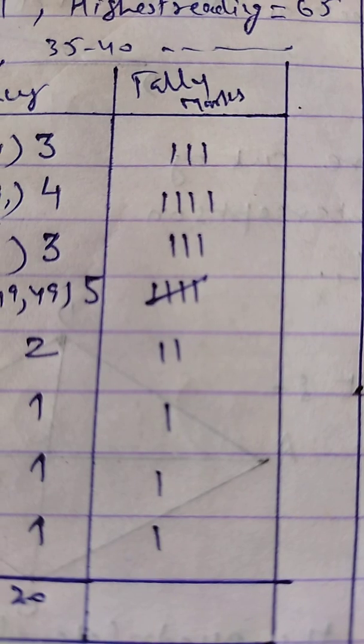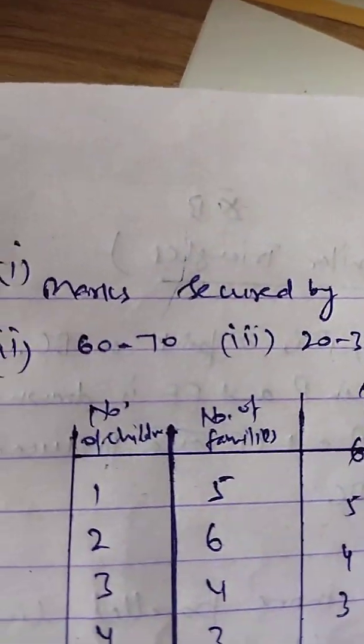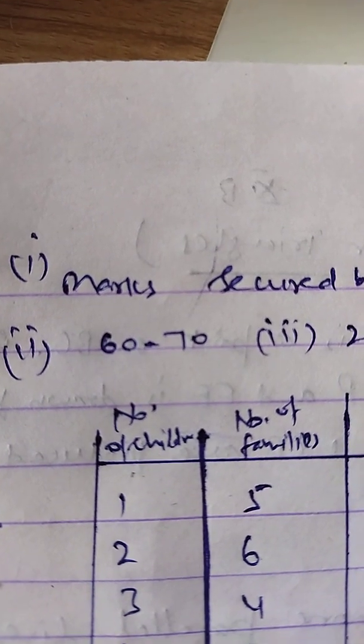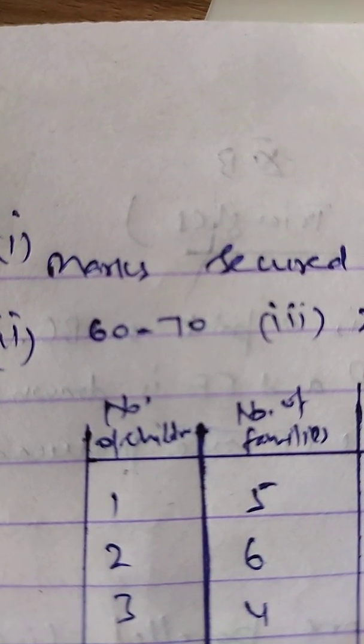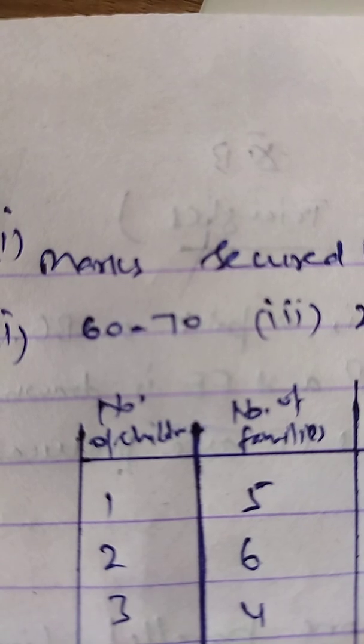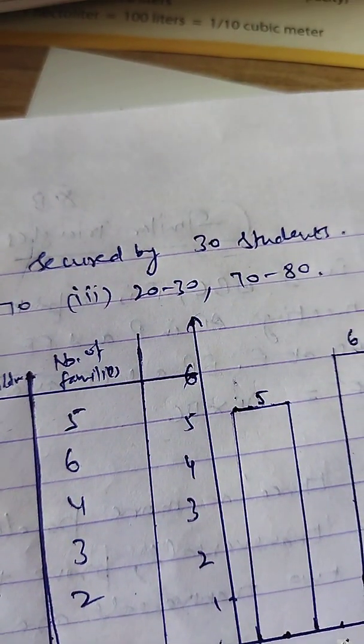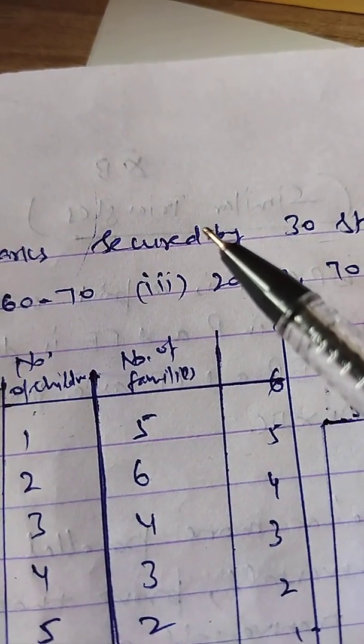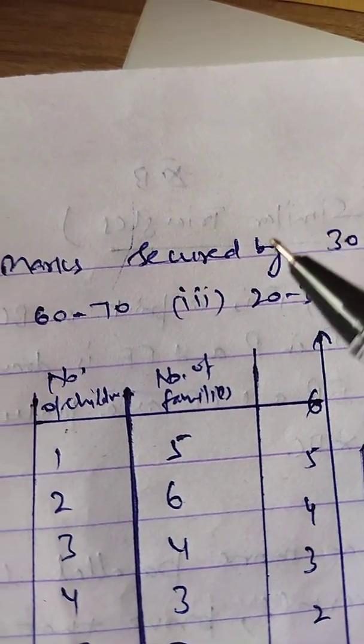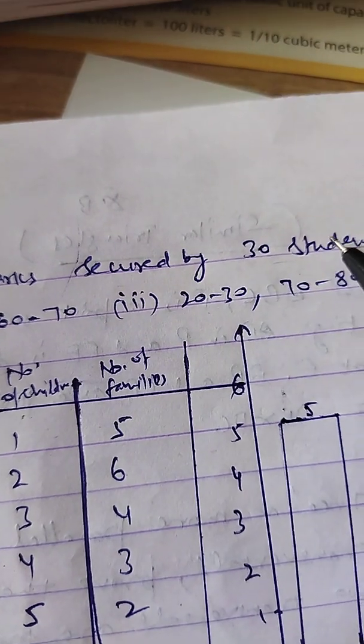And the first part of the question is, what information is being given by the histogram? If you see the graph and read the question, it shows the marks of the students, so you can write your answer: marks scored by 30 students. This is the information depicted by this graph.